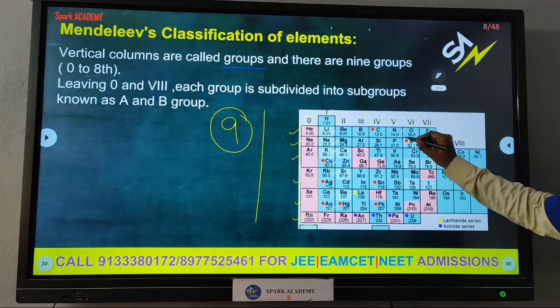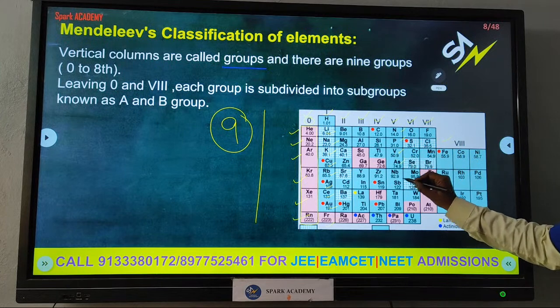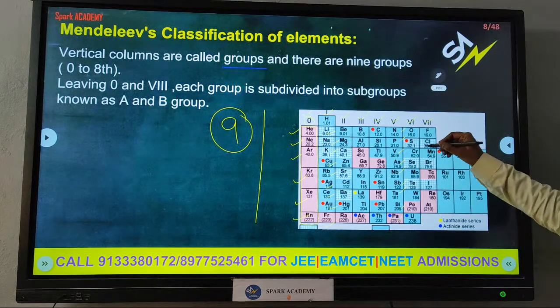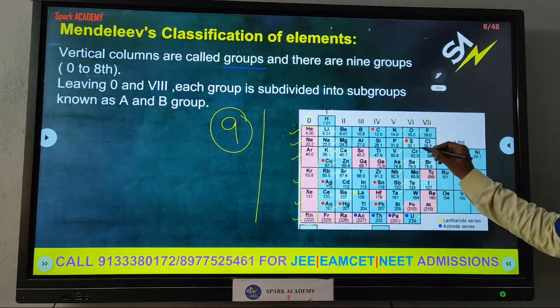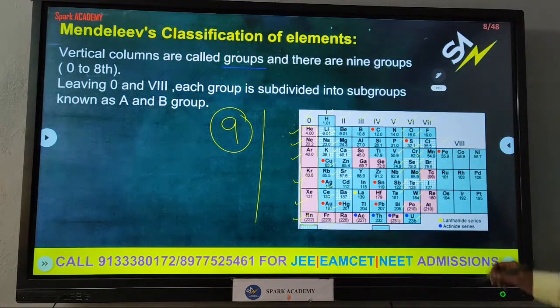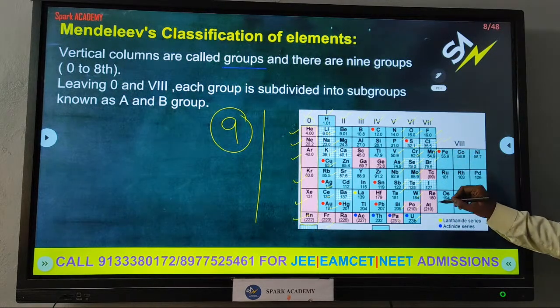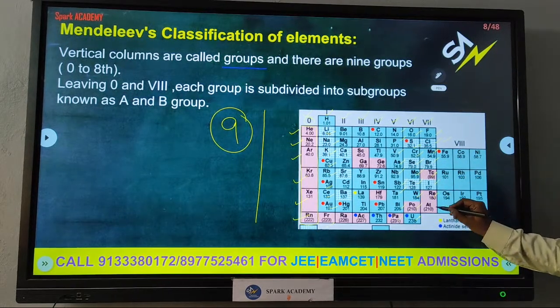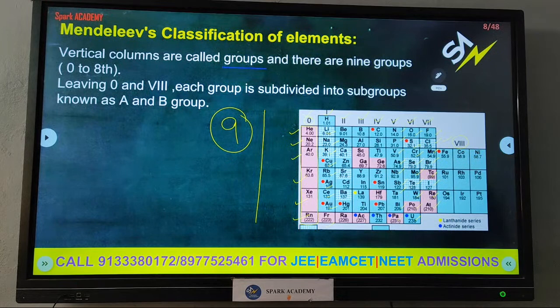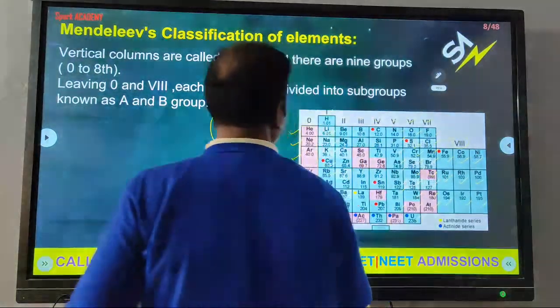Group number 5: nitrogen, phosphorus, vanadium, arsenic, niobium, antimony, tantalum, bismuth, Pa. Group number 6: oxygen, sulfur, chromium, selenium, molybdenum, tellurium, tungsten (wolfram), polonium, uranium. Group number 7: fluorine, chlorine, manganese, bromine, technetium, iodine, astatine. And group number 8 contains the metals iron, cobalt, nickel, ruthenium, rhodium, palladium, osmium, iridium, platinum.